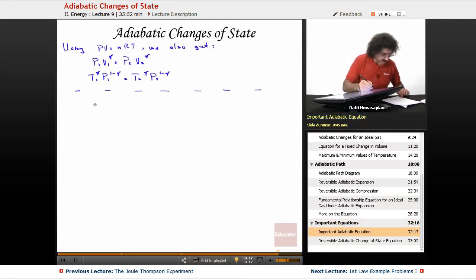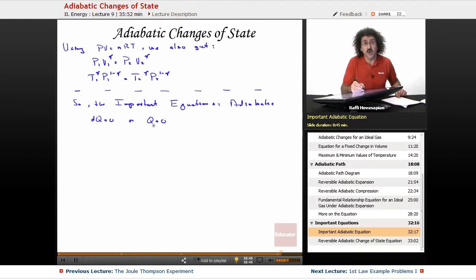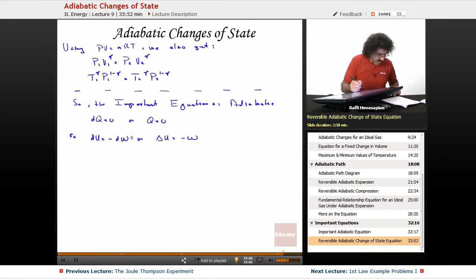Okay, so a little bit of a recap. The important equations that we are interested in when we discuss things that are adiabatic. Adiabatic means dq equals 0 or q equals 0, either one is fine, depending on if you're talking about the differential version or the complete finite version. So what you end up with is du equals minus dw, or delta u equals minus w. Now for a reversible adiabatic change of state.